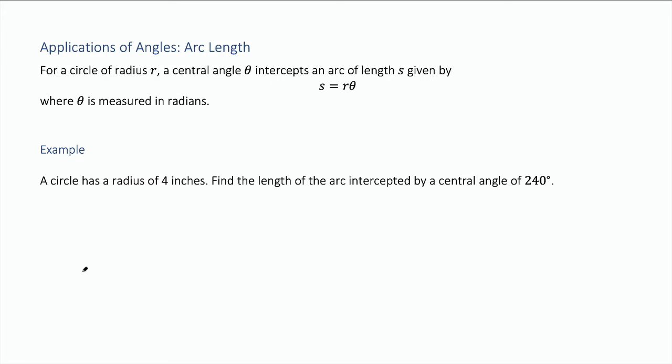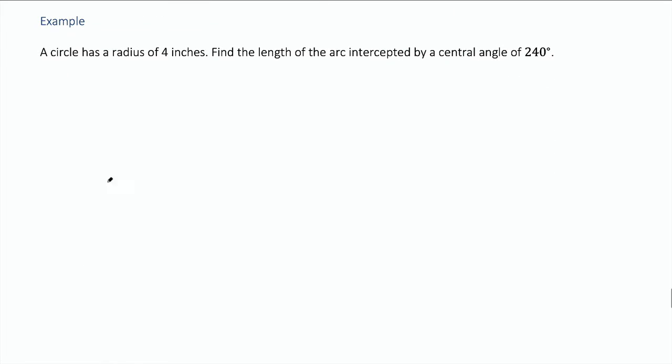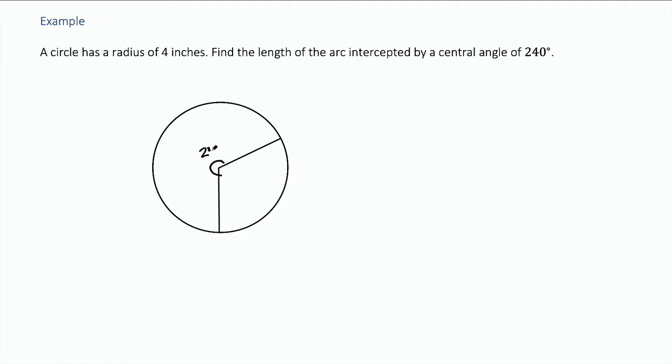So here's a quick example. It's a very straightforward concept. A circle has a radius of 4 inches. We want to find the length of the arc intercepted by a central angle of 240 degrees. So I'm just going to go ahead and draw a picture here. We've got our circle, and we are saying I've got a central arc of 240 degrees, and that's going to be something like that right there. That's 240 degrees.